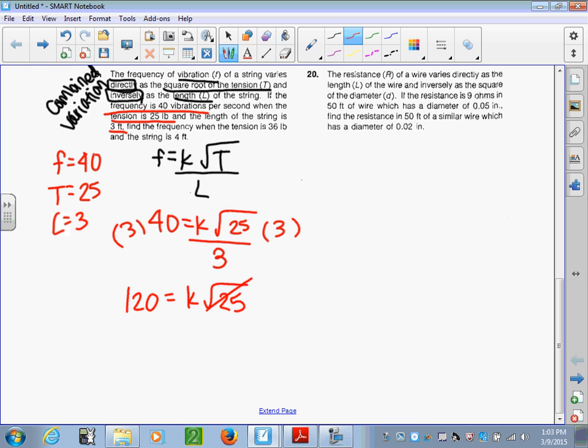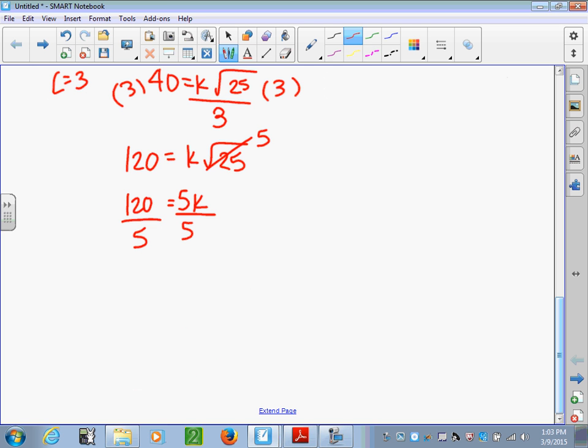Let's simplify it really fast. Square root of 25 really is just 5, right? So I really just have 5 times k equals 120. Now let's move this 5 over. It's easier than dividing by the square root of 25. 120 divided by 5 gives me 24, I believe. Yep, 24. You can put it in your calculator. So 24 equals k, because these 5s will cancel. Remember, this square root of 25 became a 5.